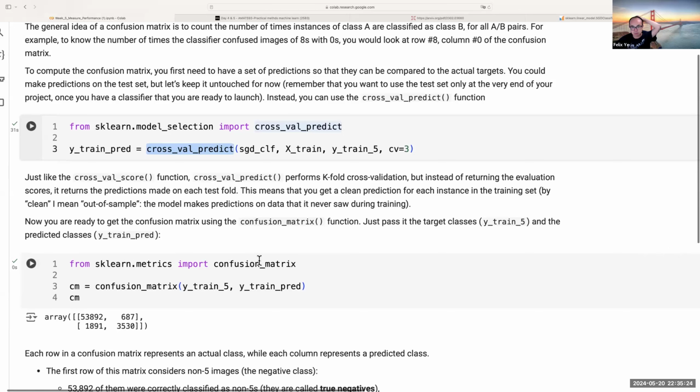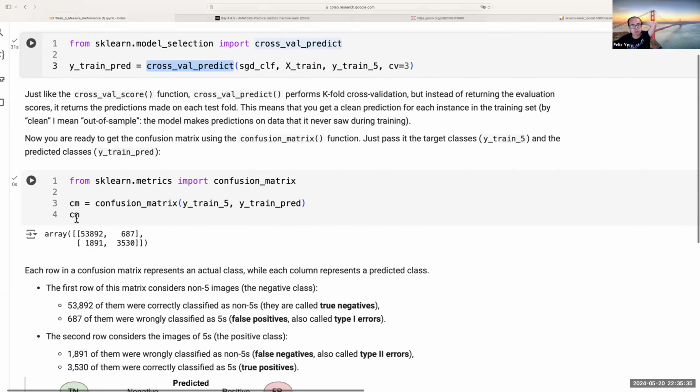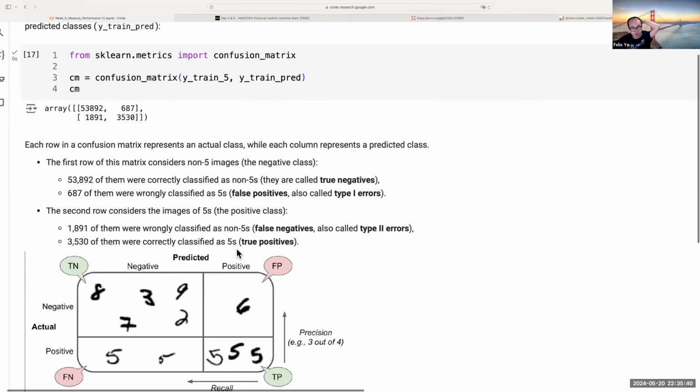Then we can just call confusion_matrix. We compare the y_train, which is the ground truth, with y_train_pred, which is our predictions here. You're getting a 2x2 matrix. This is the confusion matrix. You can see the first row is considered the negative class, and the second row is considered the positive class. It's like 0 and 1. So you think about this as 0, this as 1, this as 0, and this as 1.